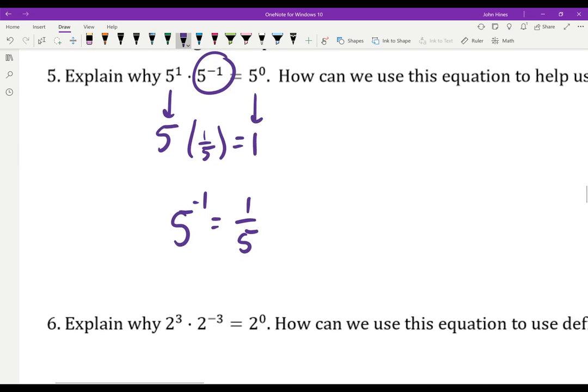So again, this follows that idea that the negative there is telling me to take the reciprocal. It's telling me to flip it and move it into the basement. So that negative exponent goes away and it throws it in the denominator. So 5 to the negative 1 is really 1/5.